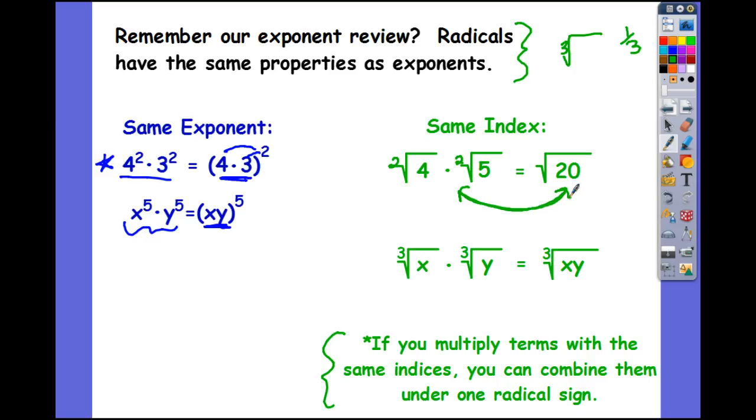Same thing here: as long as your indices are the same, this would be like x to the 1/3 times y to the 1/3. It's perfectly legal to multiply these and say it would be like x times y to the 1/3 power. And that's, again, utilizing this property of exponents.